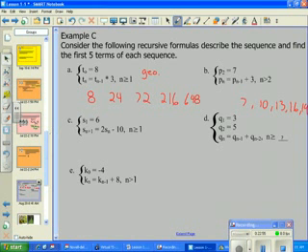Now, could you use this recursive rule to find p sub 0 or p sub 1? And the answer is yeah, you could work your way backwards. So for instance, you'd have 4 and 1 if you needed to find p sub 0 and p sub 1.